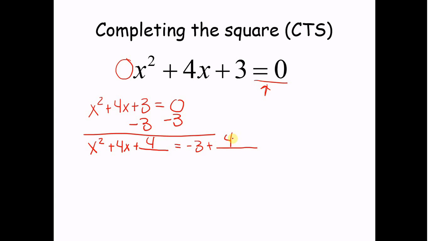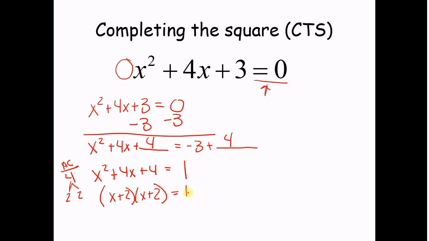Following me so far? So now, let's combine over here. So this is x squared plus 4x plus 4 equals 1, right? Negative 3 plus 4. Now, x squared plus 4x plus 4, that factors down. So my AC would be 4, right? Which is 2 and 2. That makes 4, right? So I can rewrite this as x plus 2 times x plus 2 equals 1.